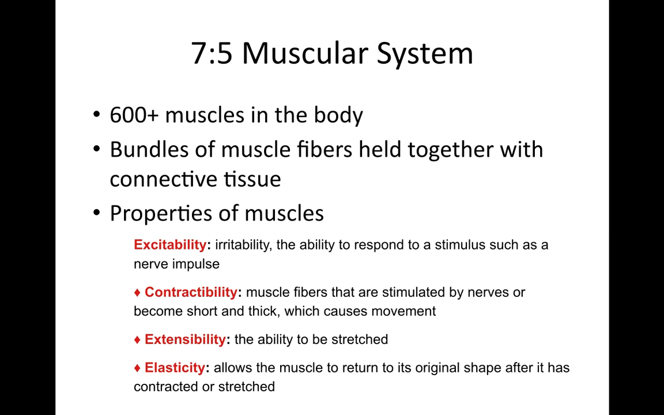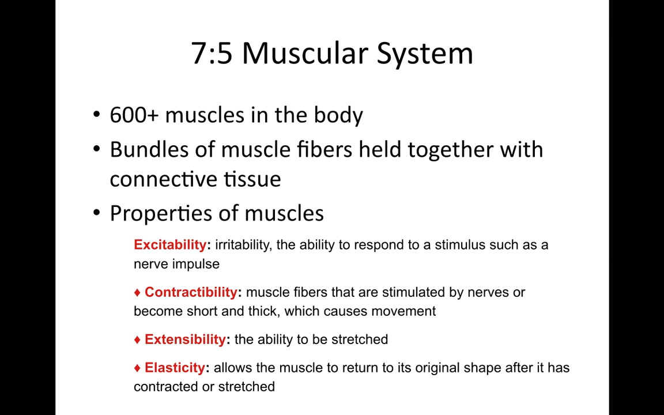Excitability is the ability to respond to a nerve impulse, so your brain can tell it what to do. Contractibility: muscle fibers need to be able to shorten to create movement. That's their whole purpose. They need to be extensible, so they can be stretched back out, or at least have the ability to be. And they need to be elastic, so they can return to their original shape, no matter whether they've been extended or contracted.